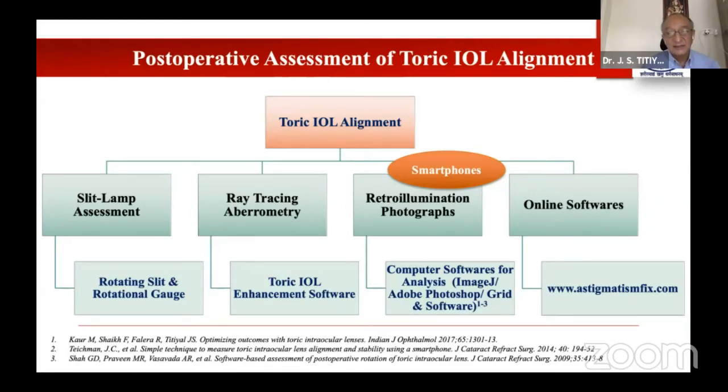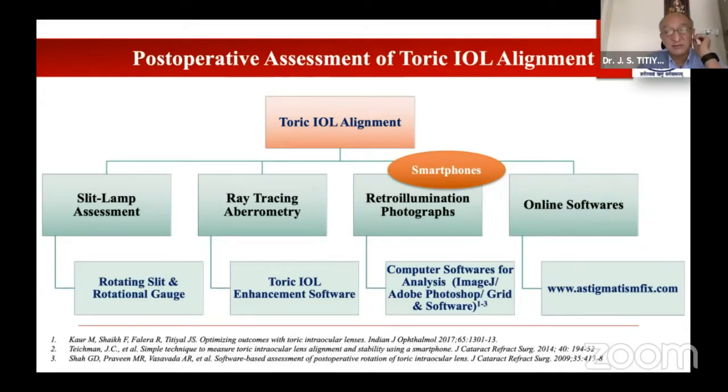But classically, what we have been doing for more than a decade now is use this for post-op assessment of toric IOLs. All patients, premium cases, undergo iTrace examination, both pre and post.